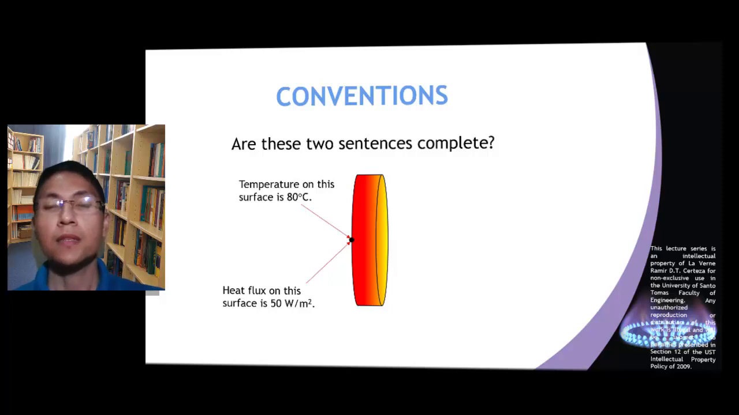Now let us discuss a very simple example of expressing temperature and heat flow. Here are two statements regarding the condition of a heat conducting medium at the point where the heat starts to flow. The color gradient that shifts from red to orange denotes that the left side is hotter than the right side. Thus, heat flows from the left to the right of this object.